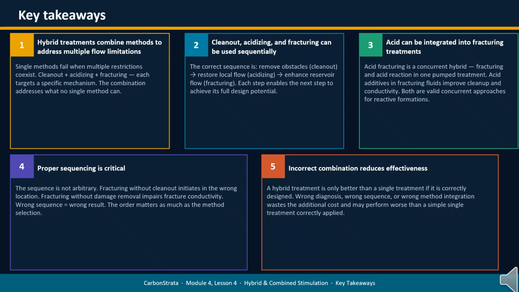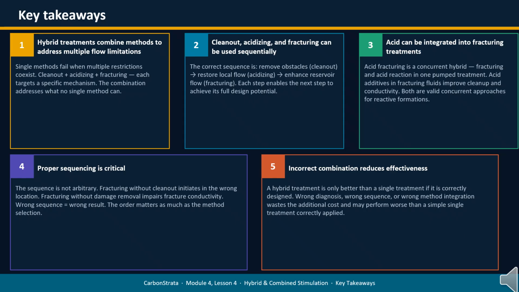Now fourth. Sequencing is critical. This connects to slide 5. Skipping steps does not reduce effort. It reduces effectiveness. Now last point. Incorrect combination reduces performance. This connects to slide 6. Hybrid amplifies design quality. Right sequence improves results. Wrong sequence multiplies failure.